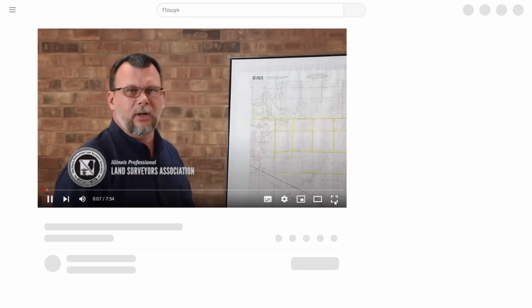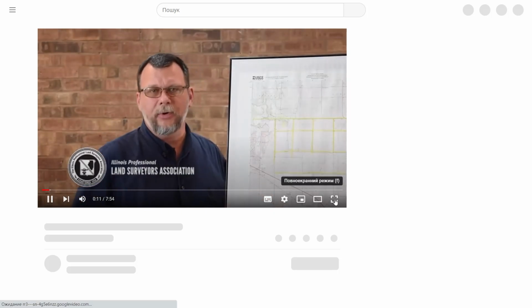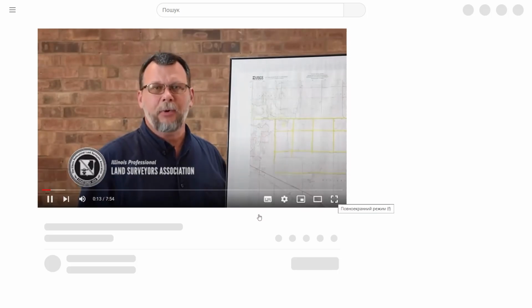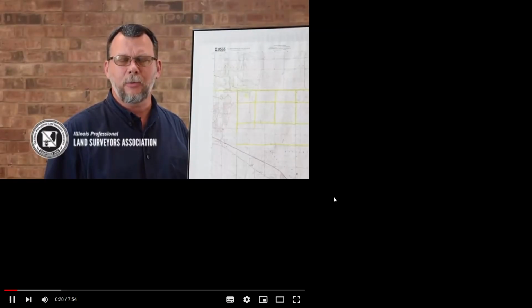The contour lines on topographic maps like this one indicate slope and elevation. In this five-part video series, we'll explore the tools and methods used to determine elevation. I'm Todd Horton for the Illinois Professional Land Surveyors Association.